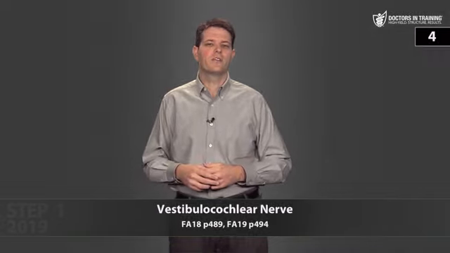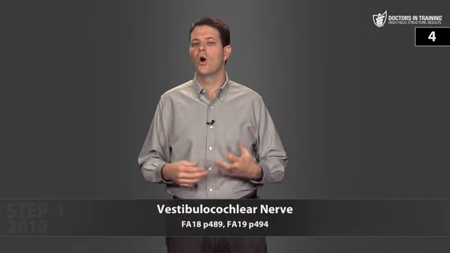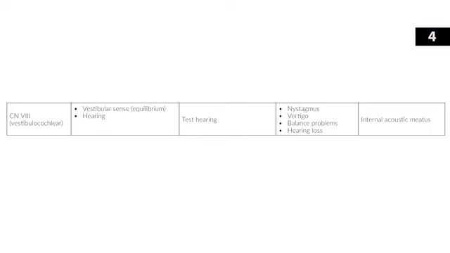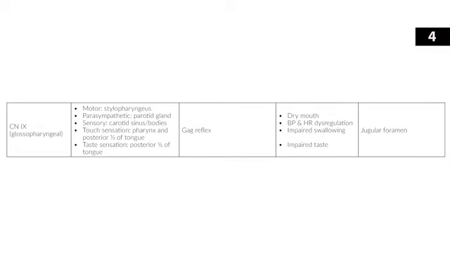The next cranial nerve is cranial nerve 8, the vestibulocochlear nerve. Now we already said that this exits the skull through the internal acoustic meatus along with the facial nerve. It's responsible for both equilibrium and hearing, and you can test it by testing hearing and also by looking for nystagmus and balance problems. And then the next nerve is the glossopharyngeal nerve, which is cranial nerve 9.